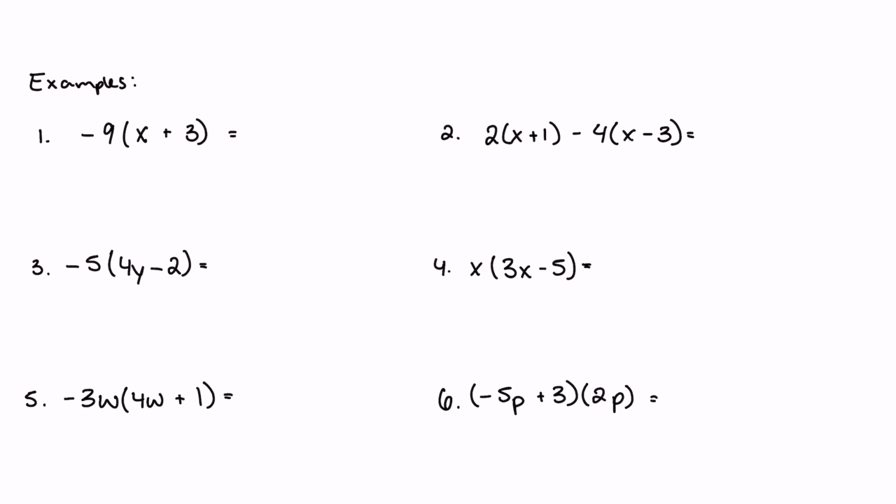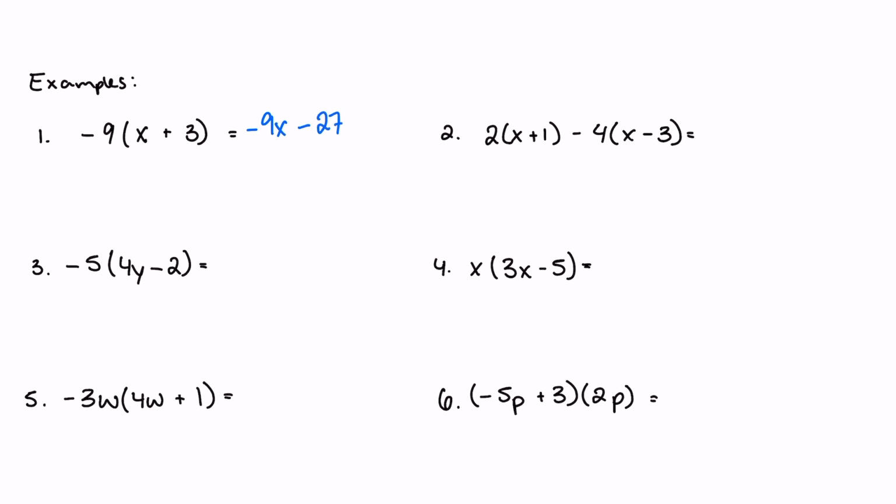In our first example, we have negative 9 times (x plus 3). So that's just going to be negative 9 times x, which is negative 9x, plus negative 9 times 3. So negative 9 times 3 is going to be negative 27. So that is our answer.